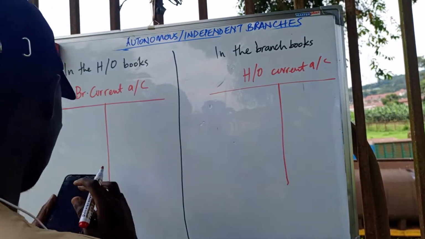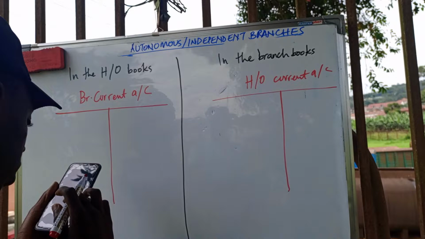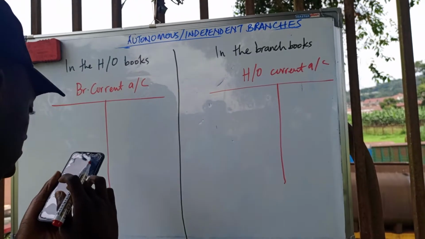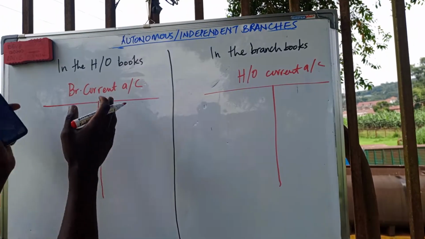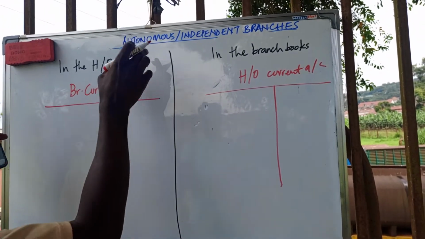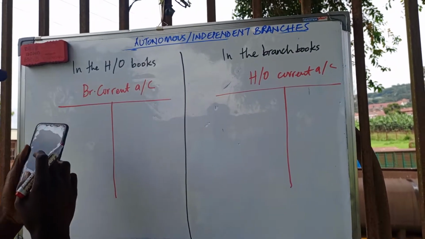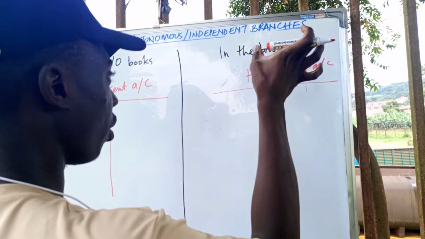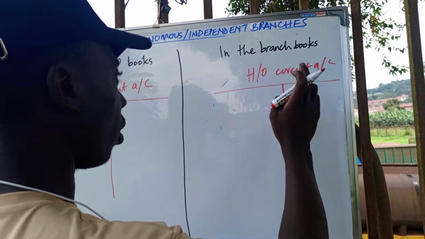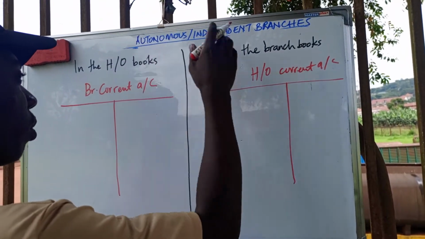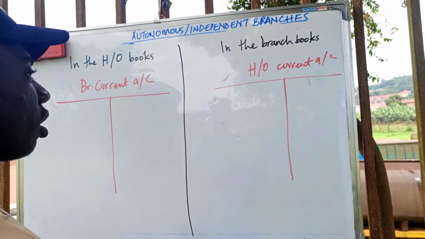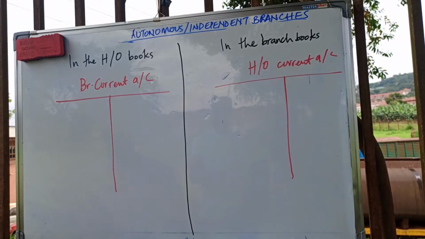The question was saying to prepare the following accounts for the year ended 31st December 2000. That is the branch current account, which is maintained by the head office, and they were also requesting us to prepare the head office current account, and we take note that the head office current account is maintained by the branch. So the head office has to maintain the account of the branch, and the branch has to maintain the account of the head office for purposes of reconciliation.